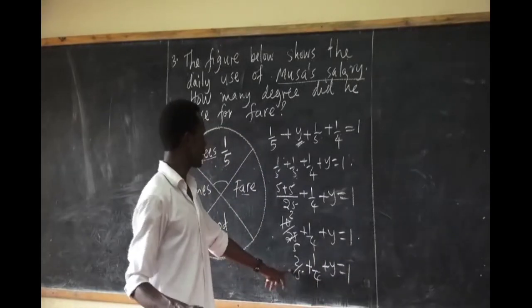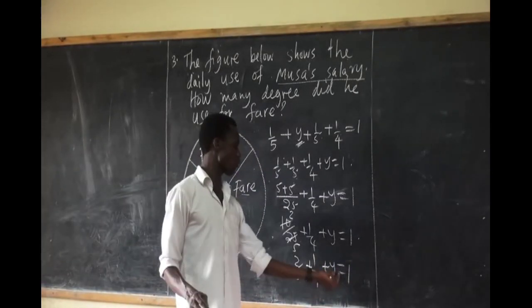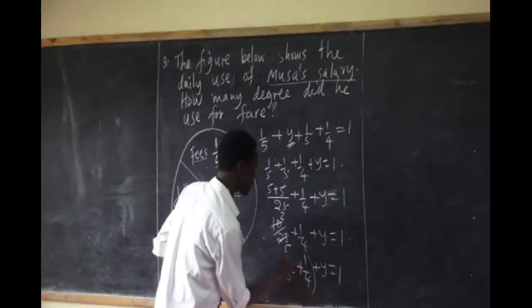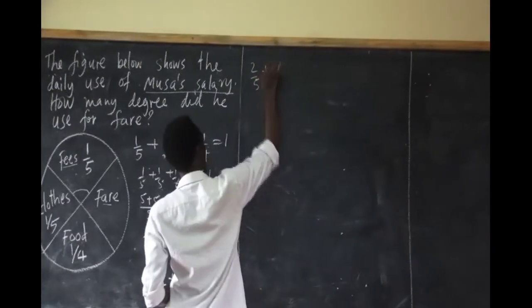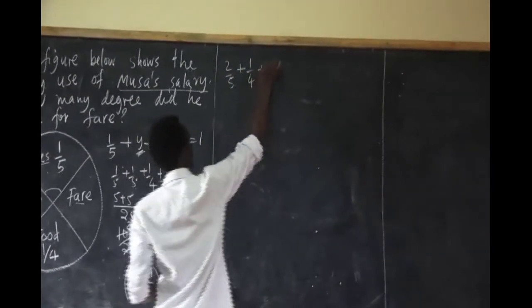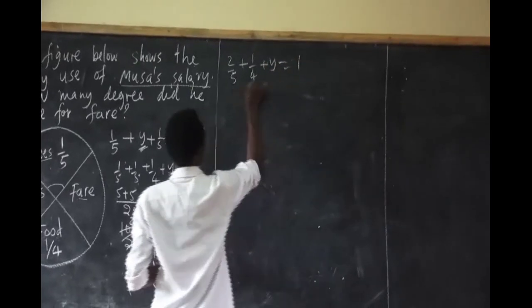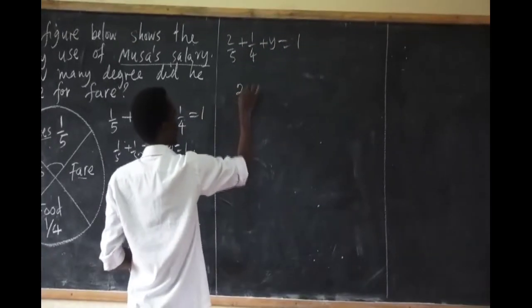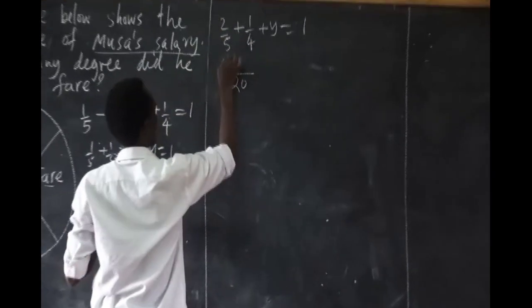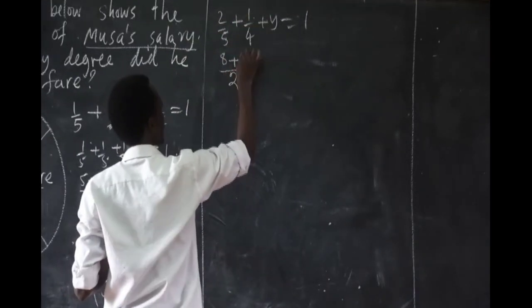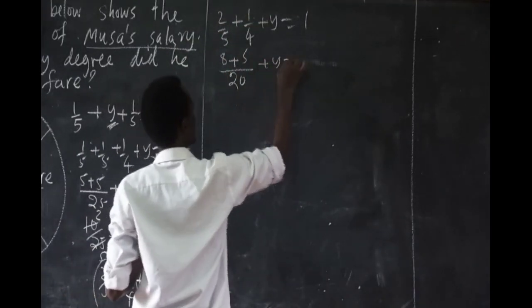Now if that is the case, we are looking for the value of y. So we should collect these like terms. And then it is 2 over 5, then plus 1 over 4 plus y is equal to 1. Now the LCM for this one is 20. Now, 20 divided by 5 times 2 it is 8, plus 20 divided by 4 times 1 it is 5, plus y is equal to 1.